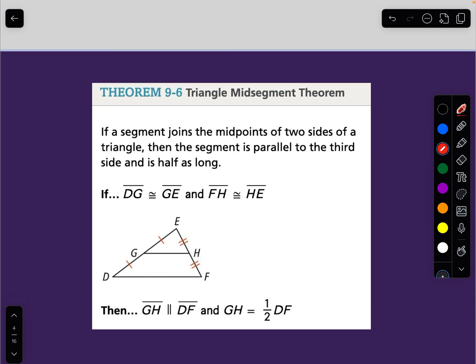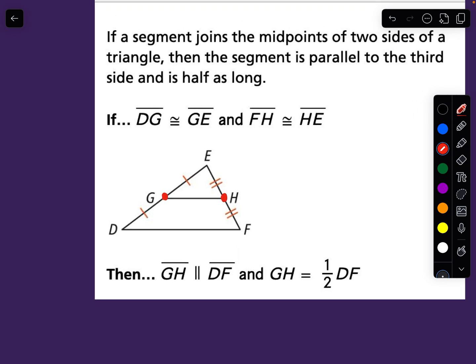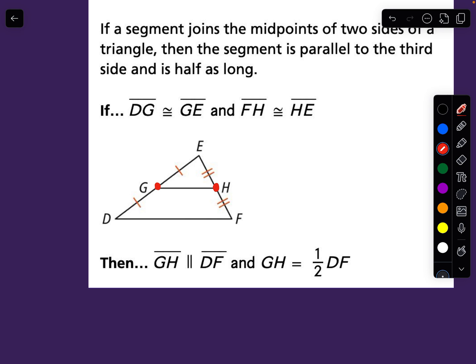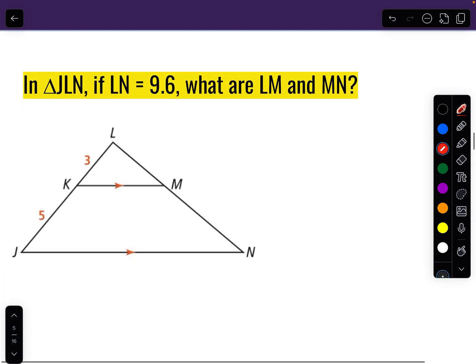We also have a triangle mid-segment theorem. If a segment joins the midpoints, here we can tell that G is the midpoint because DG and GE are congruent, and H is the midpoint because EH and HF are congruent. So if those are congruent, then those lines are parallel, and this middle segment is 1/2 of the side that it's parallel to. So let's look here.